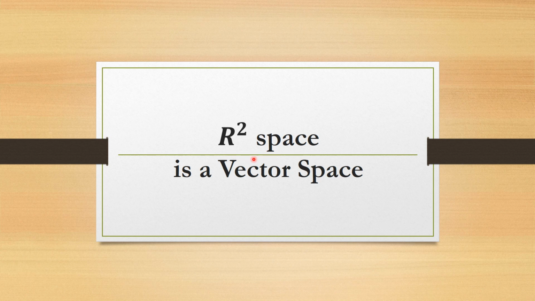In this video, we will see an example for a vector space. Let us see the step-by-step procedure of showing R2 space satisfying 10 axioms of a vector space under standard vector addition and standard scalar multiplication.